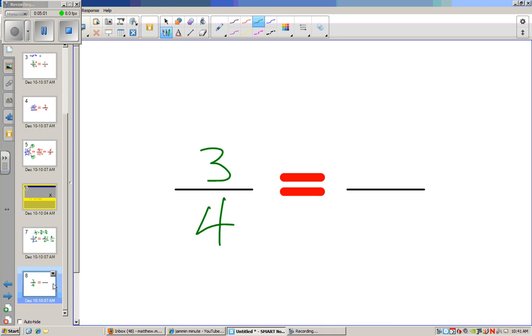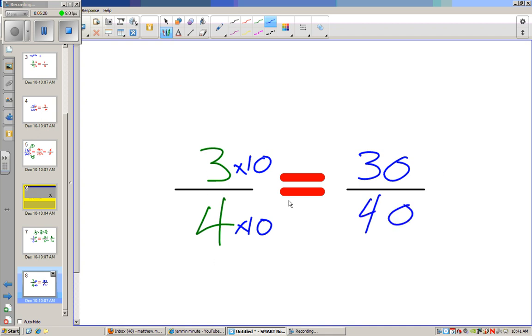One more example, I have 3/4. Well, instead of doing a smaller one, let's do a little bit bigger. I'm going to do times 10 and times 10. Following my rules, I have to do the same thing to the top and the bottom. I'm multiplying. This time 3 times 10 would be 30. 4 times 10 would end up being 40. So that means 3/4 is the same as 30/40. It's an equivalent fraction. As long as you're doing the same action to the numerator as you do to the denominator, you're going to end up with an equivalent fraction.